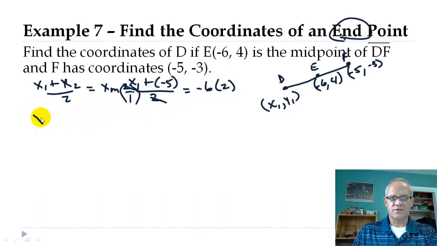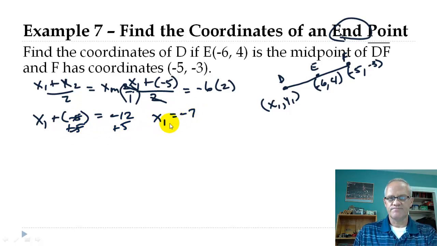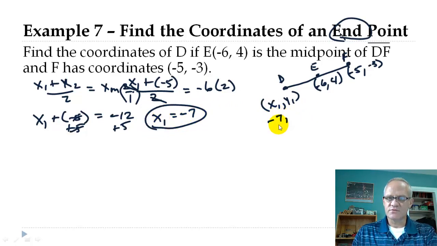So now I've got x sub 1 plus a -5 equals a -12 plus 5. And so our x sub 1 would equal -7. Okay, so our x sub 1 is -7. That means that would be the first number there in our ordered pair. I know there's a lot of work on this one.